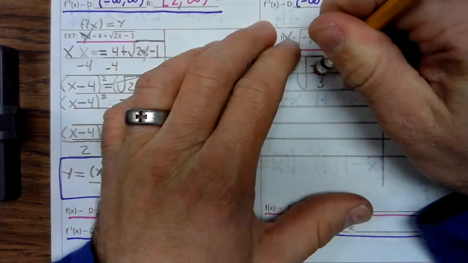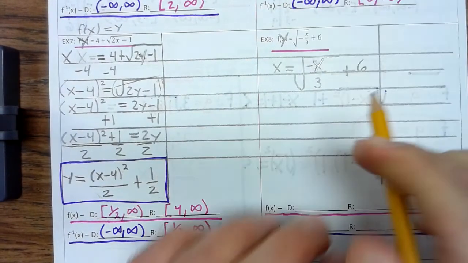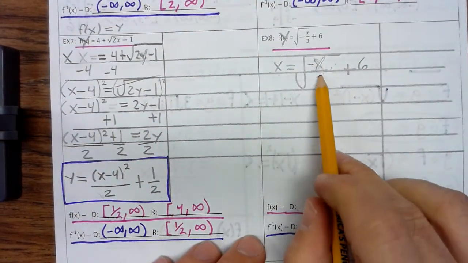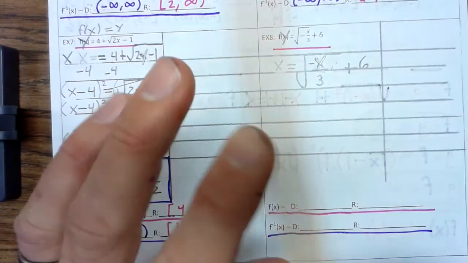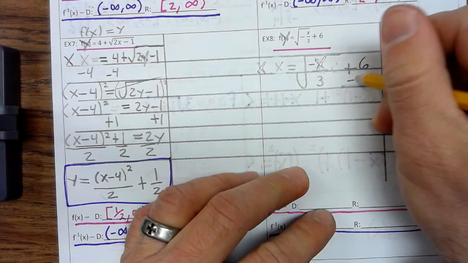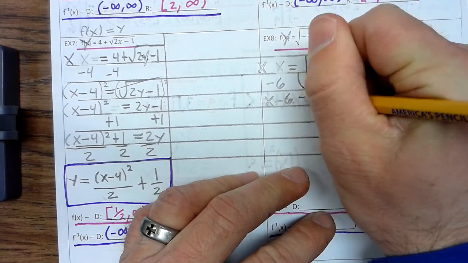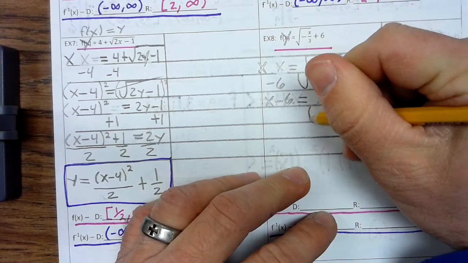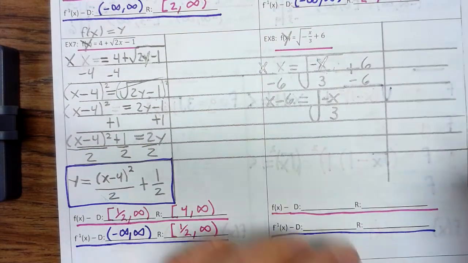And again, I always make that mistake. This should be a y. So just be careful not to keep making that x and x, but that should be a y. And it's not a mistake, but it makes it easier to work if you move this x over, because we know we're going to subtract 6 from both sides. So then you have x minus 6 equals the square root of negative x divided by 3.